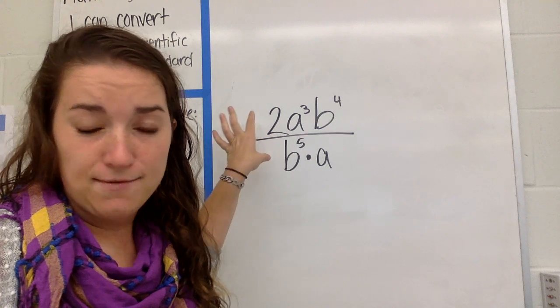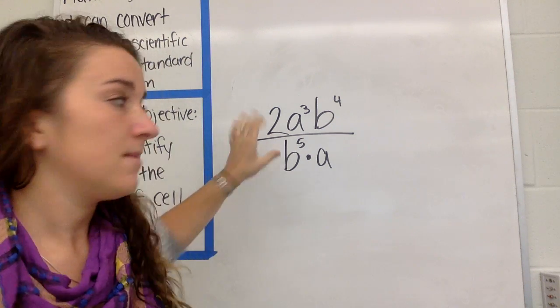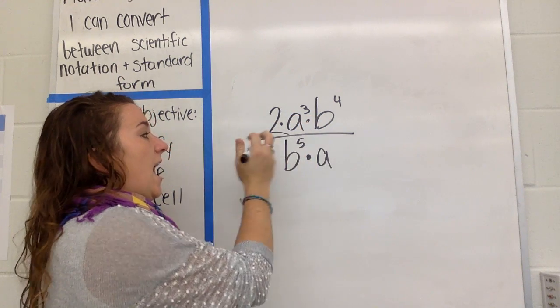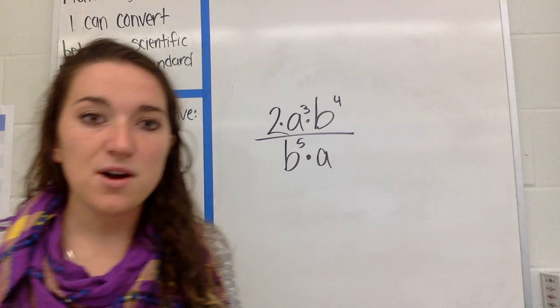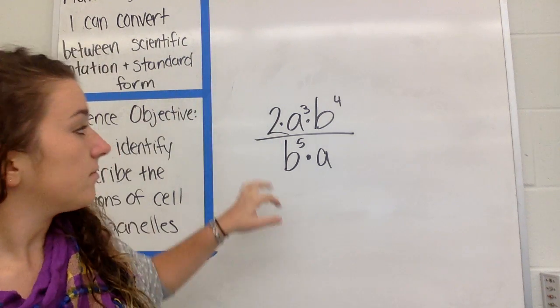In this problem, I have two operations going on. What are the two operations? Yeah, I have multiplication here, here, and here. And then I also have this fraction bar, which means division. So I have two operations that I need to figure out.